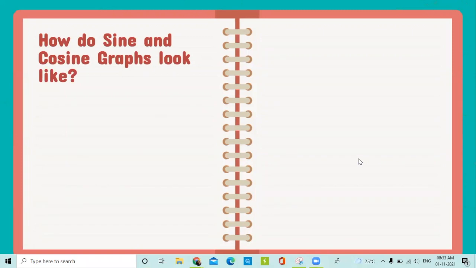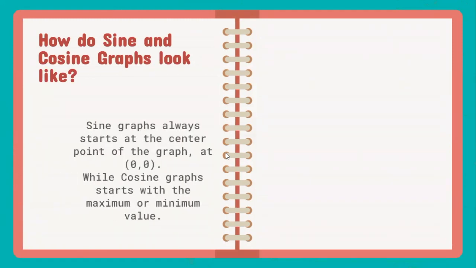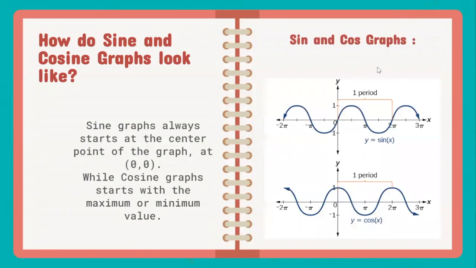Okay, so what do sine and cosine graphs look like? Sine graphs always start at the 0, 0 point of the graph, while cosine graphs start at the maximum or minimum value. So it doesn't matter for sine graphs what the amplitude is, it always starts at the 0, 0 point, the center of the graph. While for cosine graphs, it's the amplitude that's given in the function, and it always starts at the maximum or minimum value of the function.